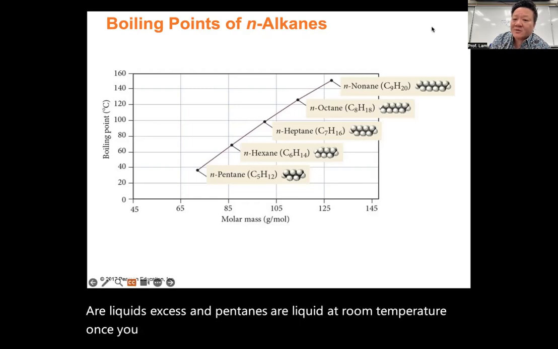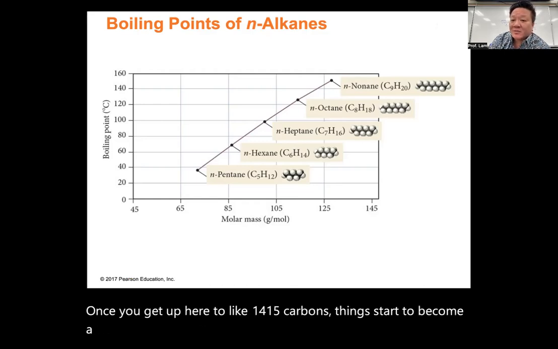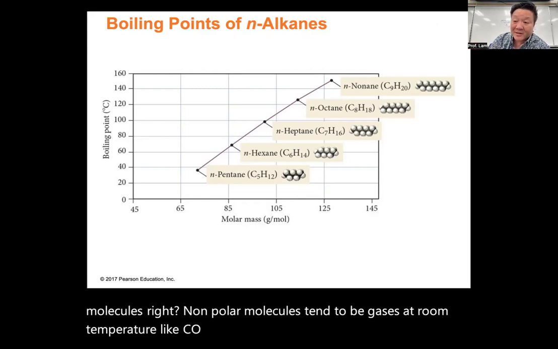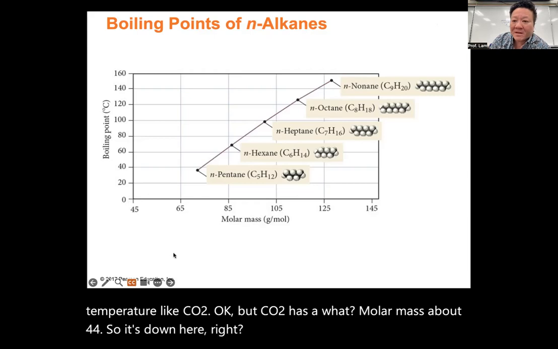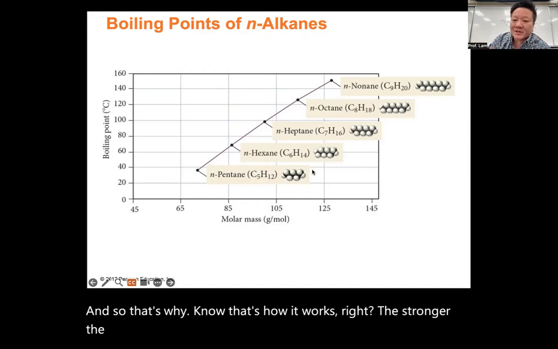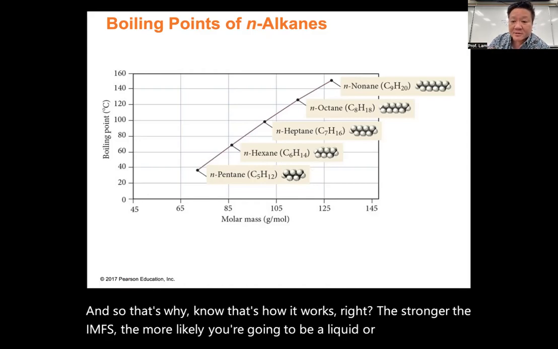Once you get up here to 14, 15 carbons, things start to become a solid, right? Which is remarkable because these are nonpolar molecules, right? Nonpolar molecules tend to be gases at room temperature, like CO2. But CO2 has what molar mass? About 44. So it's down here, right? And that's how it works, right? The stronger the IMFs, the more likely you're going to be a liquid or a solid.